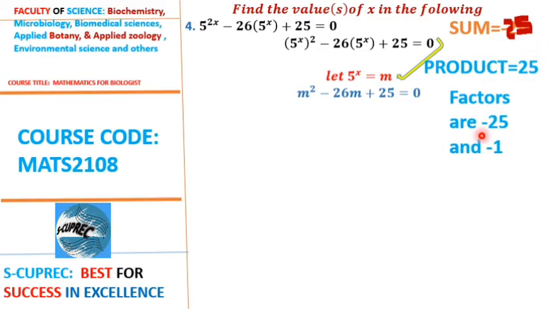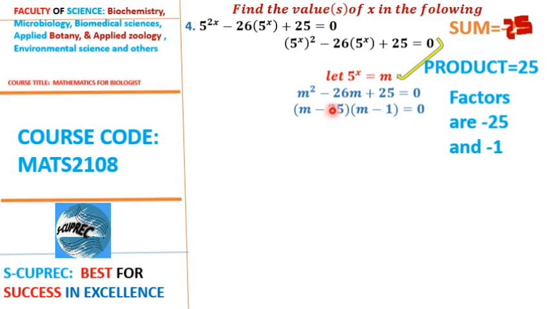So if you observe keenly and do that properly, your factors are going to be minus 25 and minus 1. Because if you take minus 25 plus minus 1, your answer is going to be minus 26, which is correct. If you take minus 25 times minus 1, it is going to give you 25. That's the product, which is correct. So those are the two numbers. So we substitute diligently. So we have m minus 25.